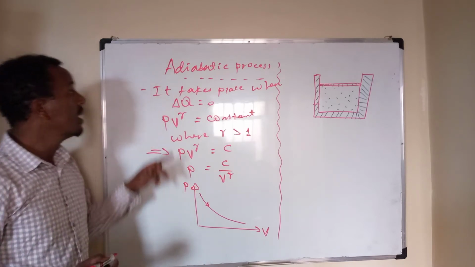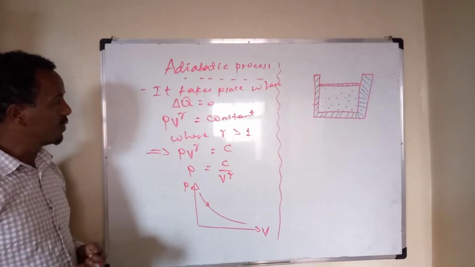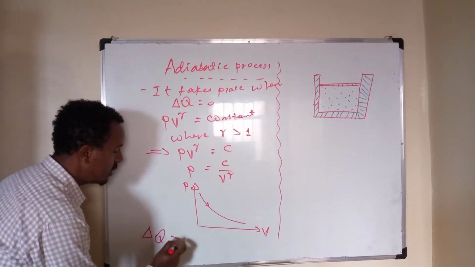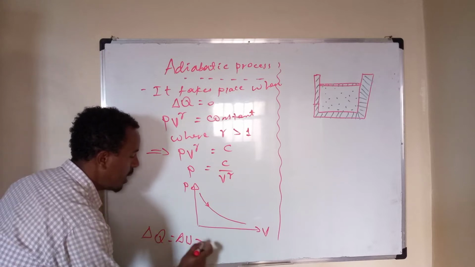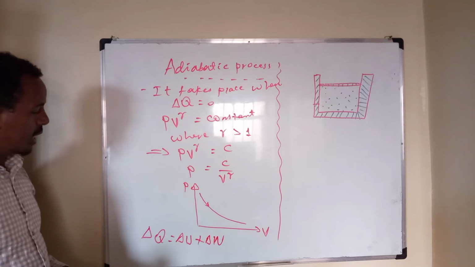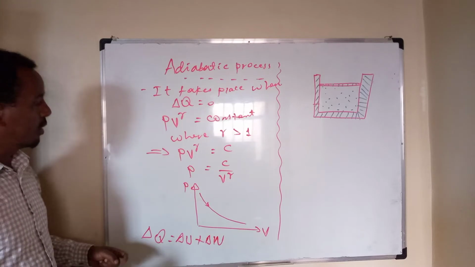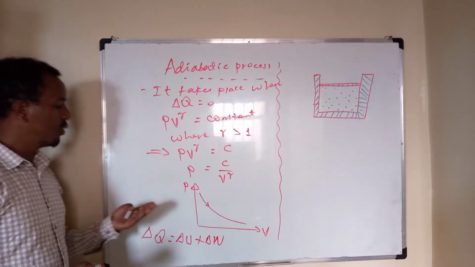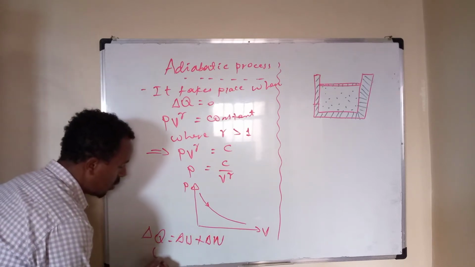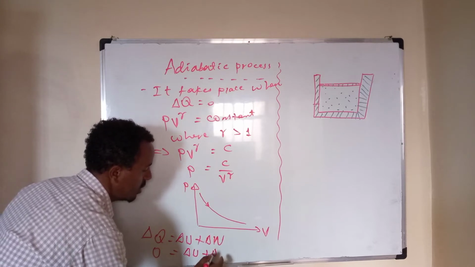Now, the first law of thermodynamics in adiabatic process is given as change in Q is equal to change in U plus change in work done. This is the first law of thermodynamics. Since change in Q is 0 in adiabatic process, there is no heat exchange between the system and the surrounding. Change in Q will be 0. So 0 is equal to change in U plus change in work done.